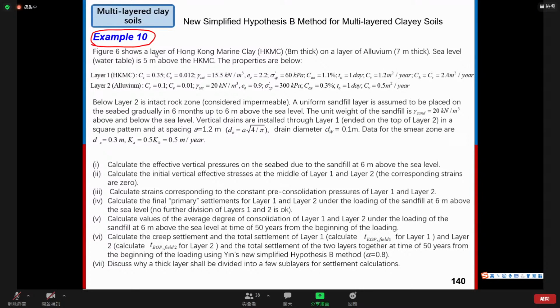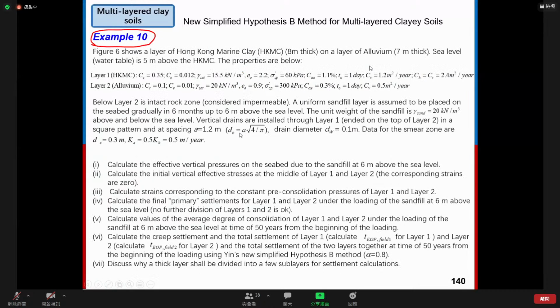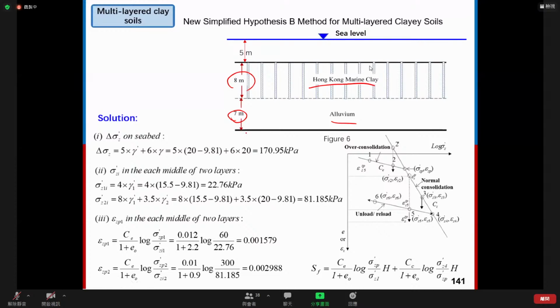Figure 6 shows a layer of Hong Kong marine clay 8 meters thick on a layer of alluvium 7 meters thick. Sea level is 5 meters above the Hong Kong marine clay. Let's see here: Hong Kong marine clay here is 8 meters and alluvium 7 meters at the bottom. And you can see one more thing: the bottom boundary of the alluvium is impermeable. The information here has been given. It's impermeable.